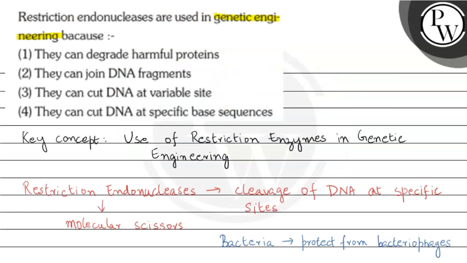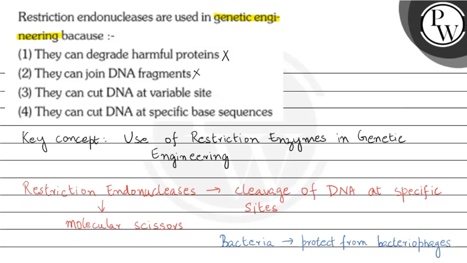Now, if we see the options given over here, the first option says that restriction endonucleases are used in genetic engineering because they can degrade harmful proteins. This is not the answer, because restriction endonucleases do not degrade proteins, but they degrade DNA. The second option says that they can join DNA fragments. Again, this is not true, because restriction endonucleases do not join but cleave DNA segments. The joining of DNA fragments is done by DNA ligase. So this is not the option.